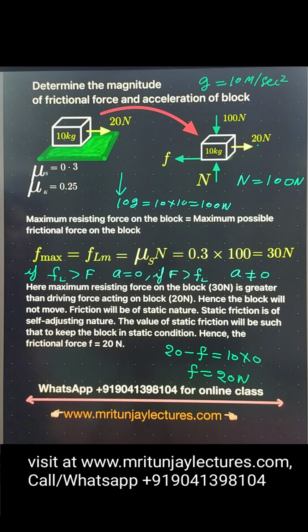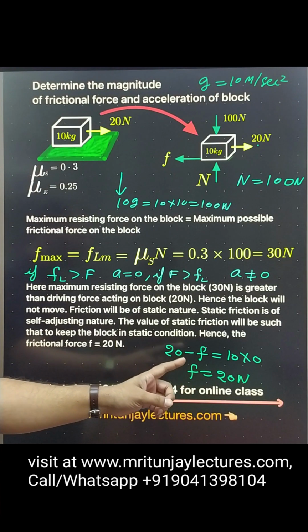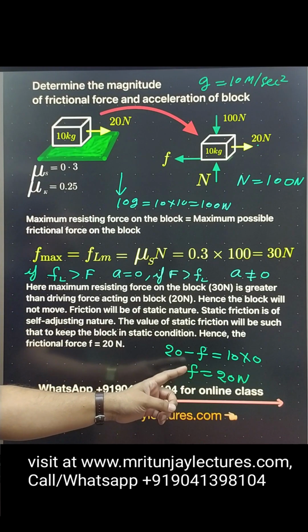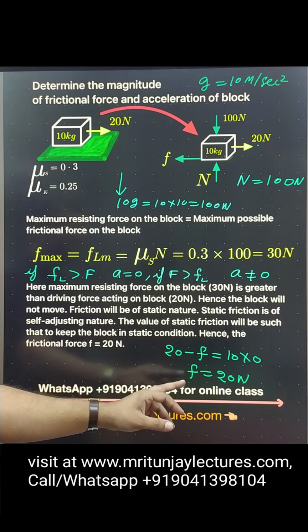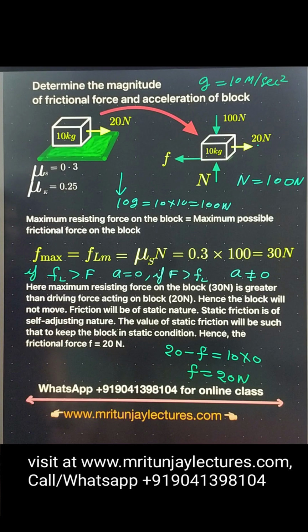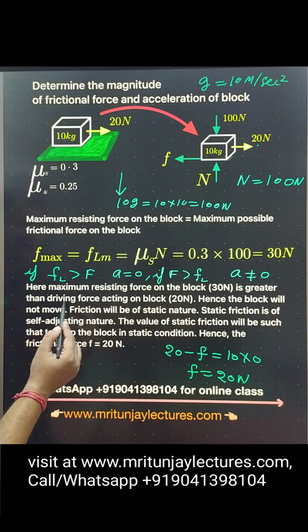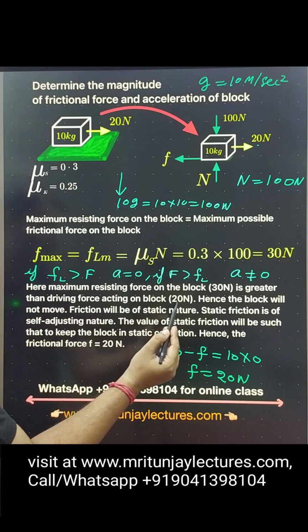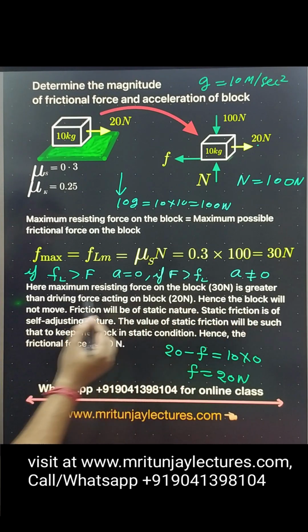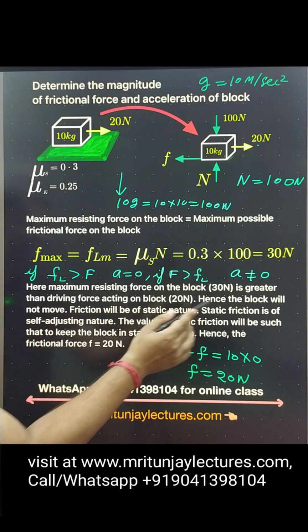So at that time the frictional force is how much? 20 Newton. That f is called static frictional force. That force is called static friction. I have already written it here. Hence, the maximum restriction force on the block, 30 Newton, is greater than the driving force acting on the block, 20 Newton. Hence the block will not move.